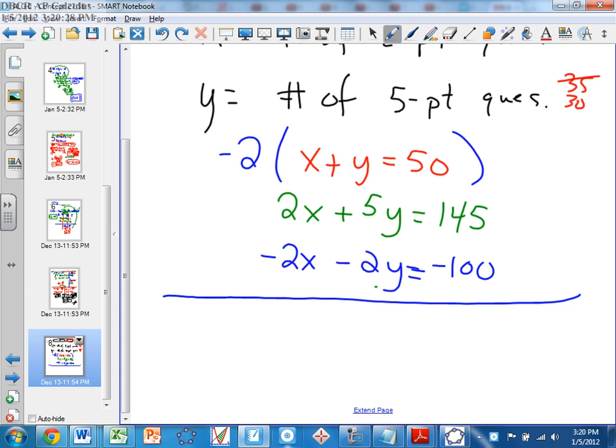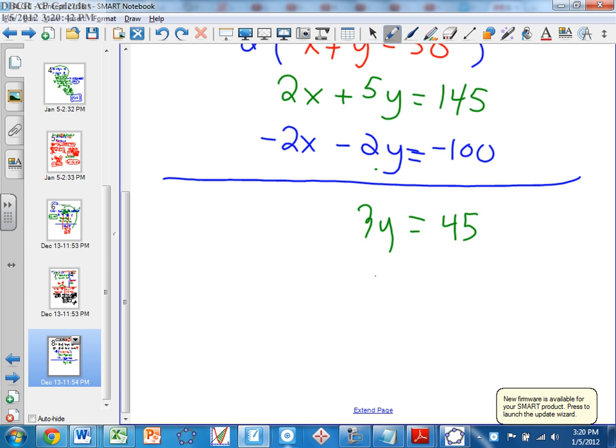What happens here? 3y, 45. Add down. This is why I told you to wake up before, sir. It's alright. Glad you're up now. And then it's 15, y equals 15. Very good. And then you plug it in, and then x is 15.